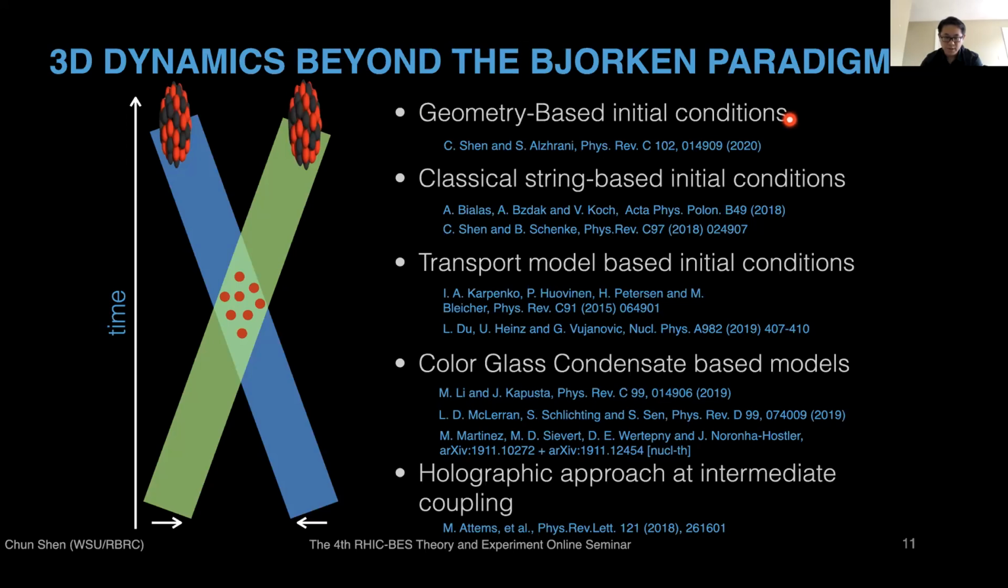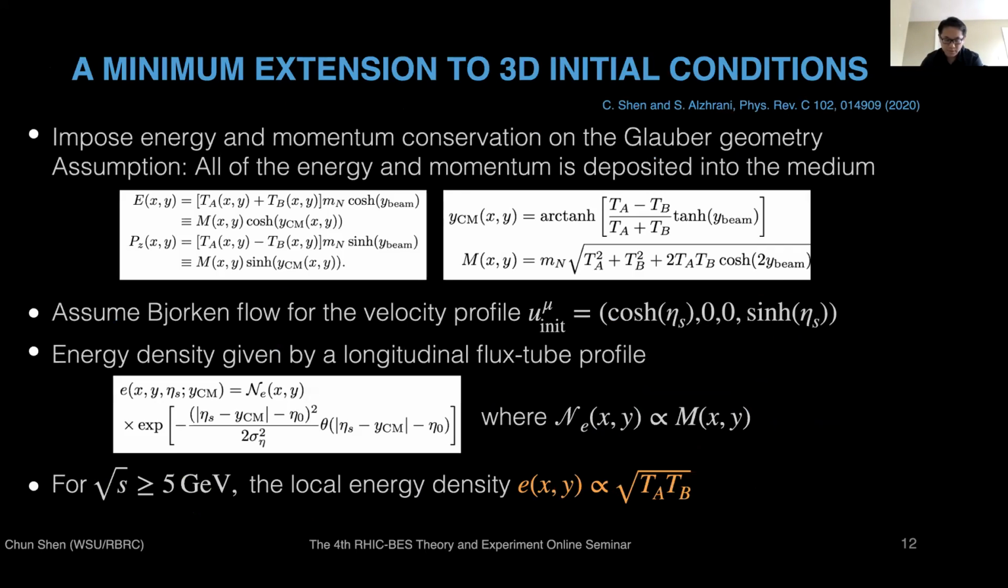Here I list a few different approaches that people took in the literature to do these generalizations. Let me start with the simplest generalization, based on geometry, that I have done with my students recently. Here we want to build the initial conditions based on the Glauber geometry, use as few parameters as possible, and generalize the initial condition to three dimensions. We want to impose longitudinal energy and longitudinal momentum conservation in this model to eliminate a few parameters in the 3D parameterizations.